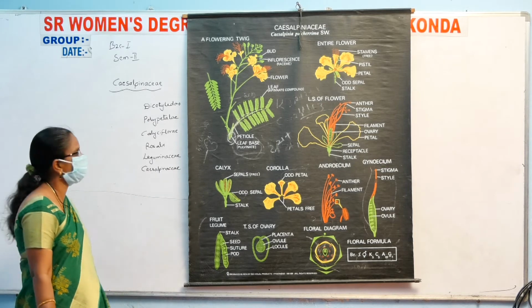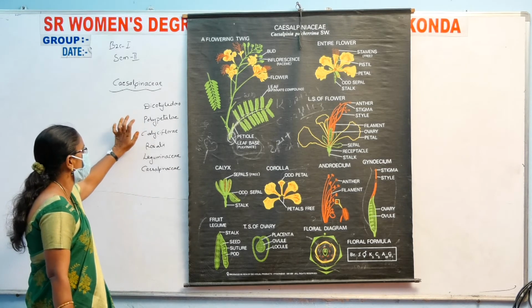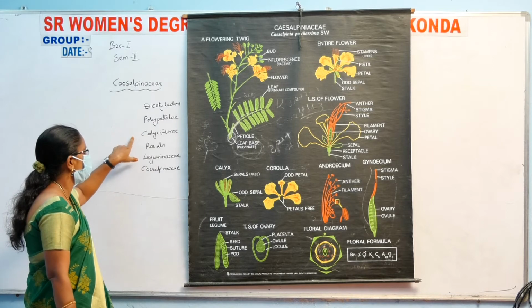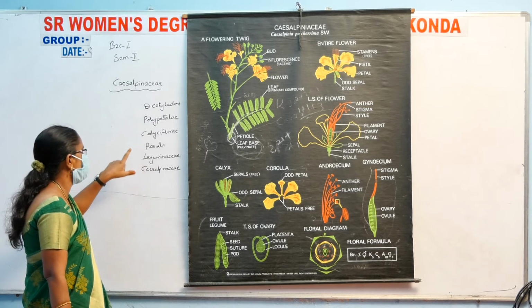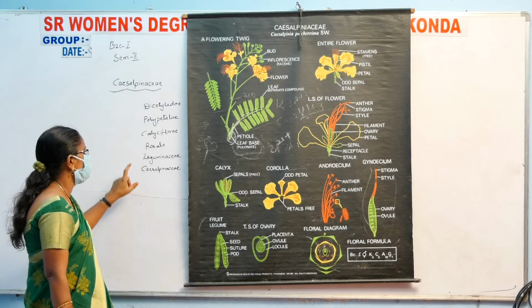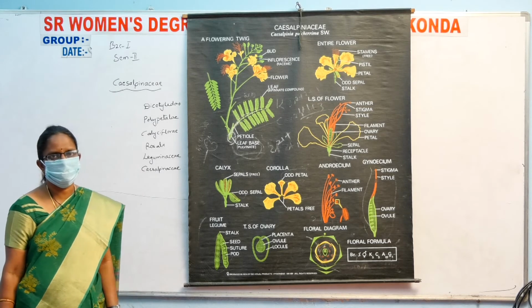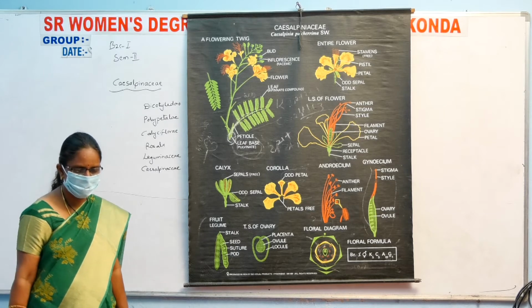This is the classification of Caesalpinaceae: class Dicotyledonae, subclass Polypetalae, series Caliciflorae, order Rosales, family Leguminaceae, subfamily Caesalpinaceae.